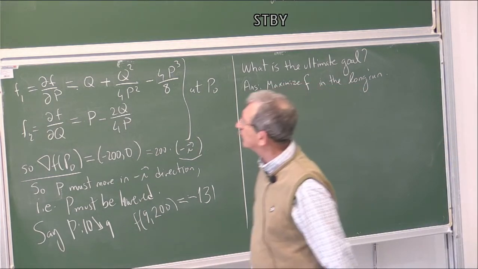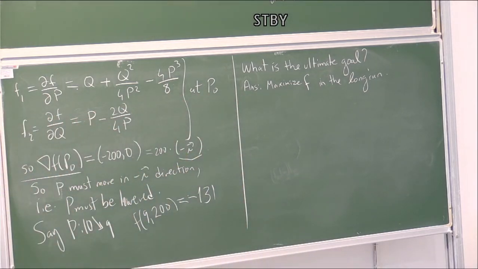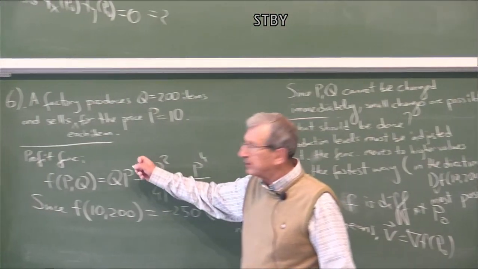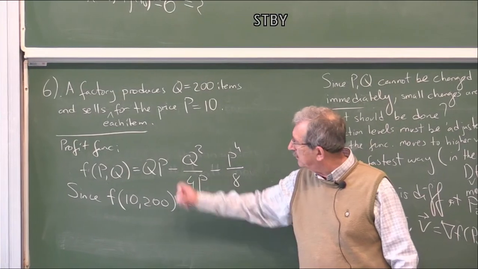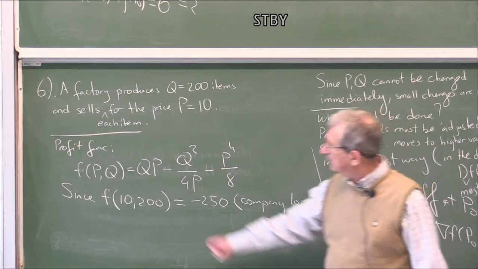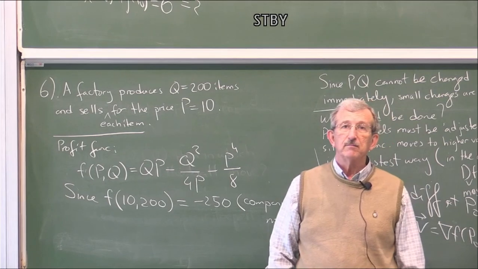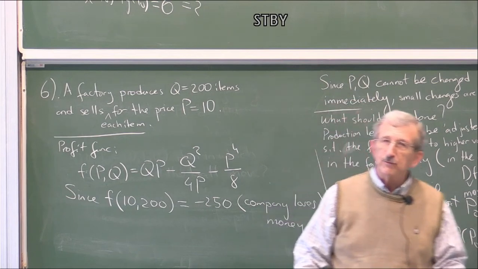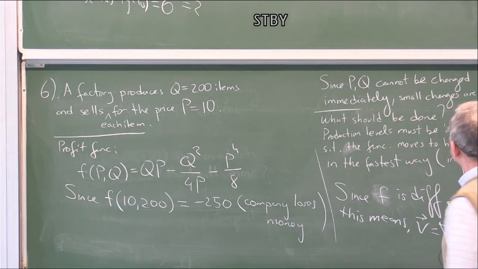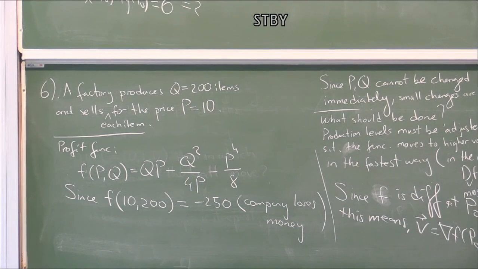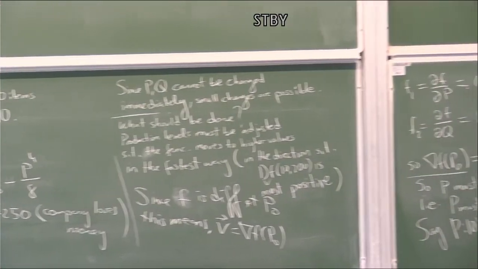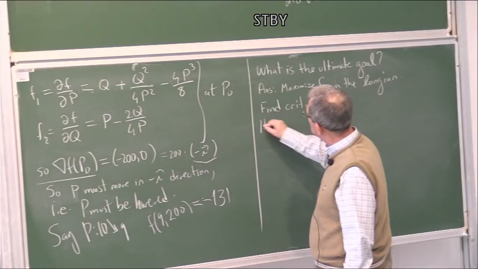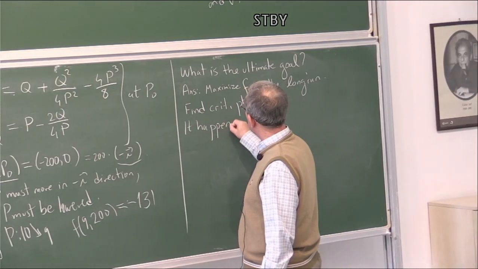I will not go into that in detail here, because clearly when p goes to 0, this function tells us that the profit goes to minus infinity. So there is no minimum. I mean, you can make a loss as big as you want. Of course, you don't want it. So, find critical points. It's easy to find them. I will not go into that.